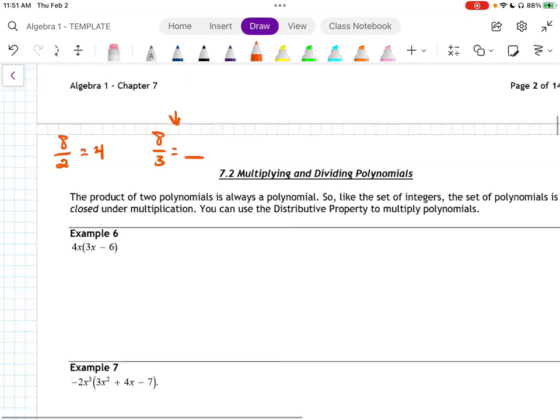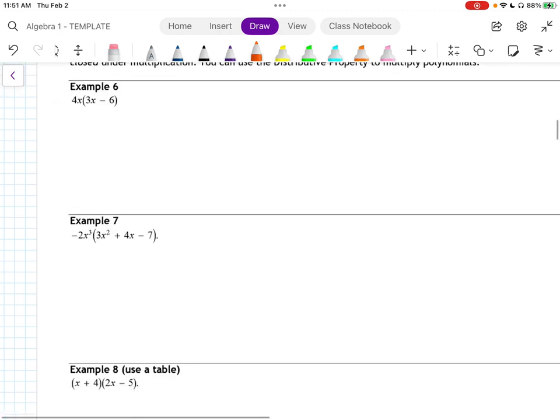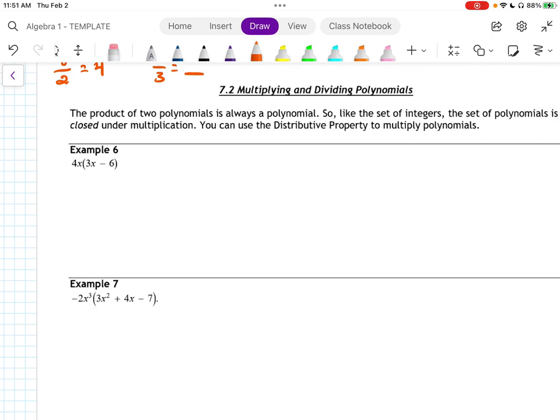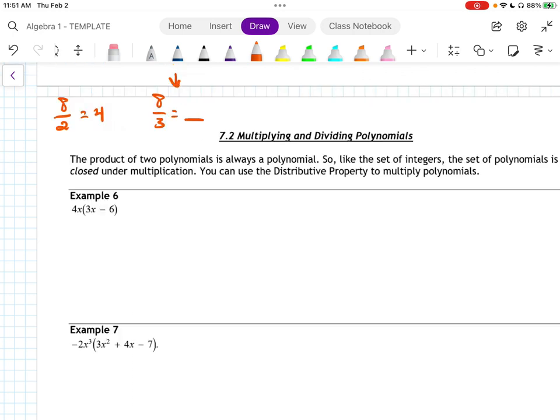So that idea is the same idea that we use kind of here to say that polynomials are not closed on division, but they are on multiplication, right? You take 8 times 2, you get 16. You take 8 times 3, and what's that? Is that 24? Right? Both of these, you multiply them, and you get another integer. So they're closed.